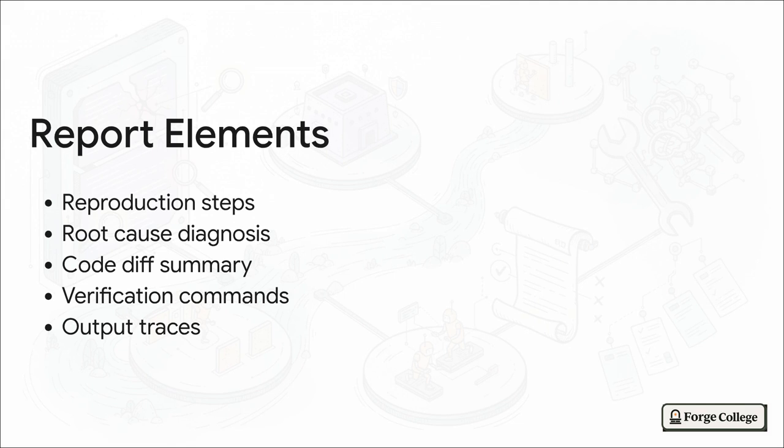First, exact reproduction steps, like how can another dev actually trigger this bug? Second, the root cause diagnosis. What was genuinely failing under the hood? Third, a summary of the code diff, basically the changes you made. Fourth, the exact terminal commands needed to verify the fix. And finally, the output traces that prove without a doubt that the transaction now succeeds. When you hand this report over to your team, you aren't just saying, hey, I fixed it. You are providing undeniable, reproducible proof.